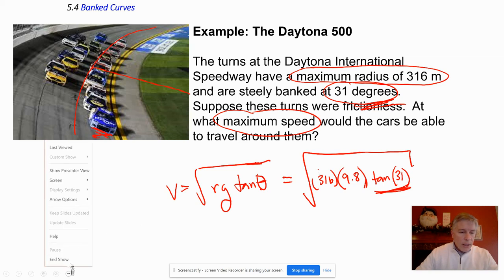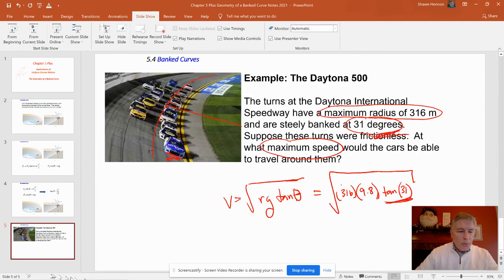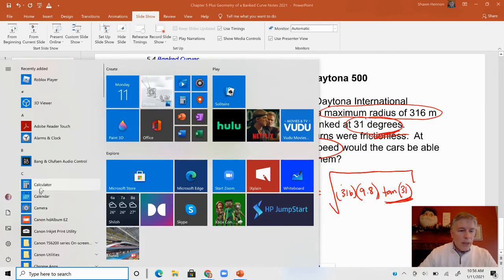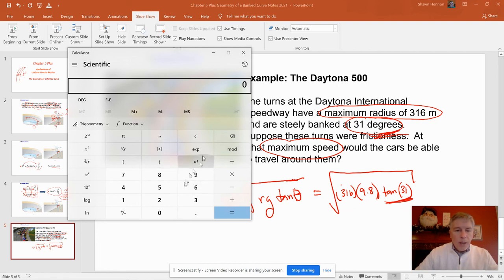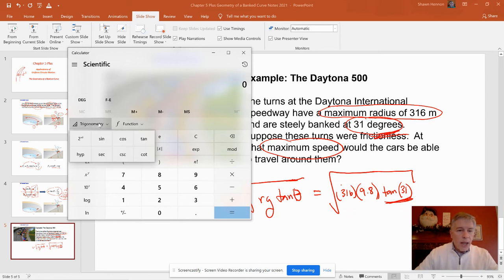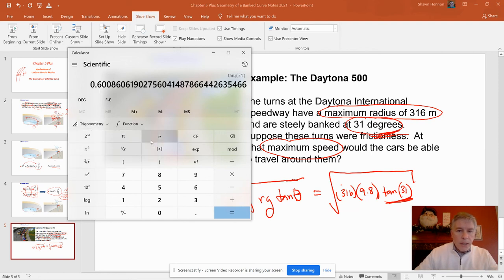Let's pull up a calculator here so we can see how you get that answer. Let's take the tangent of 31. There's that number, about 0.6, and then we'll multiply it by 9.8, and multiply that by 316. I get about 1860.7, and then I want to square root that answer. I get about 43.13, or about 43 meters per second.